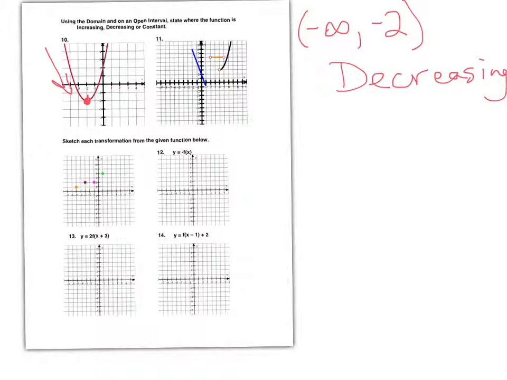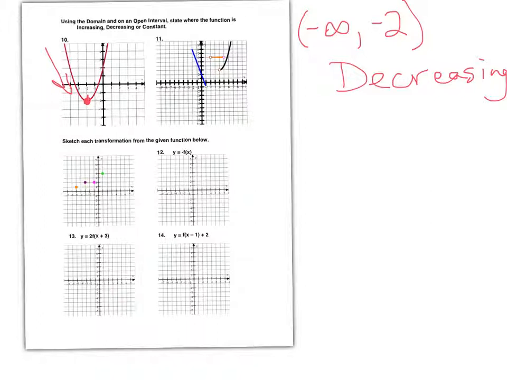Now, why do we have an open interval here? Well, one, we can't include infinity. And the -2, we don't want to include it because at -2, at that actual point, it's neither increasing nor decreasing. We're going to talk about what it is at that point when we get further into the course. But for right now, let's just keep it an open interval from -infinity to -2.